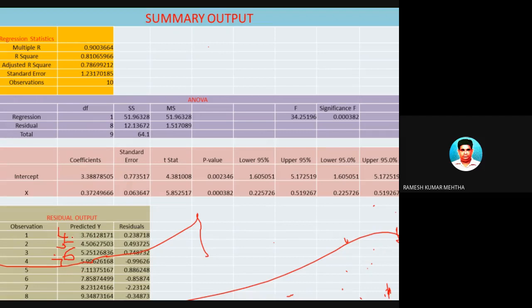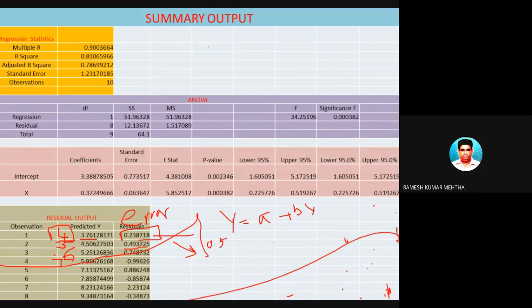So look at this. How much was the prediction? 3.76. But actually how much? 4. And then the difference, which is called residual or error, is only 0.23 in the first observation. In the second observation, the actual marks were 5, but the prediction from the equation y is equal to a plus bx, we got 4.5. So the error which was not able to be predicted was only 0.5. So 90% it has been able to predict.